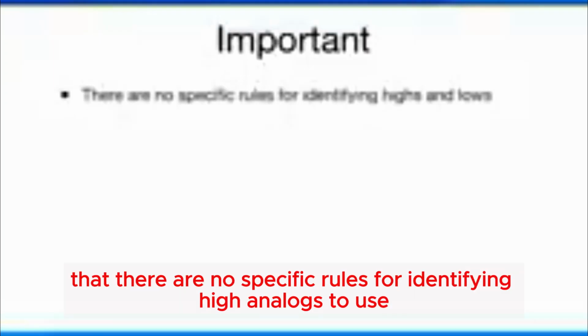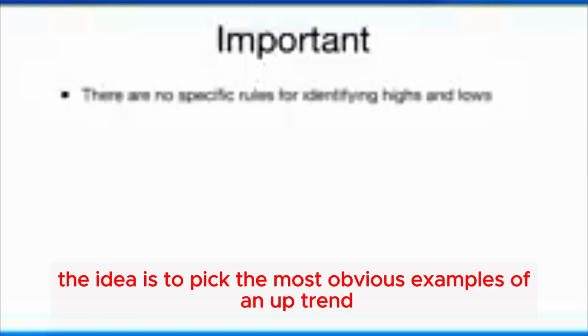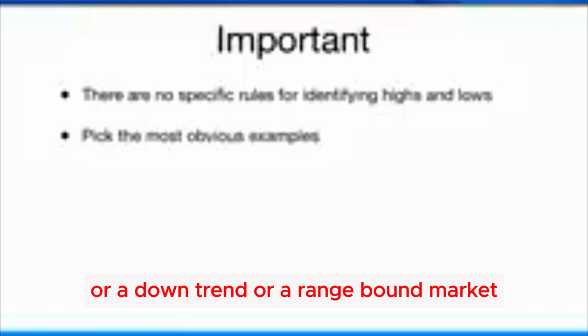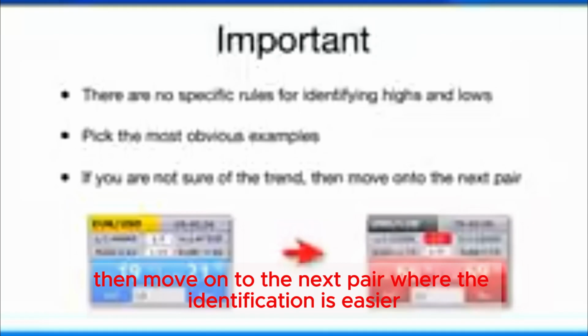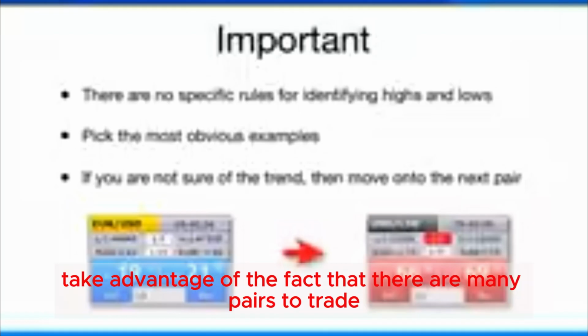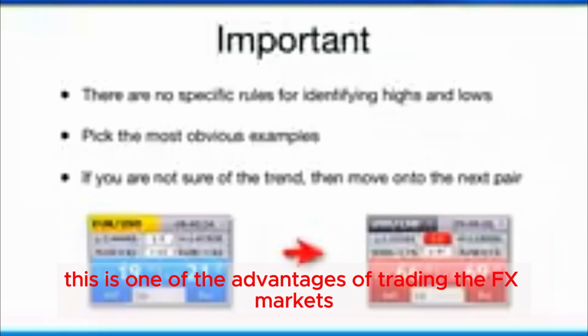Now, it's important to note that there are no specific rules for identifying highs and lows to use for trend analysis. The idea is to pick the most obvious examples of an uptrend or a downtrend or a range-bound market. If you're not sure of the trend, then move on to the next pair where the identification is easier. Take advantage of the fact that there are many pairs to trade. This is one of the advantages of trading the FX markets.